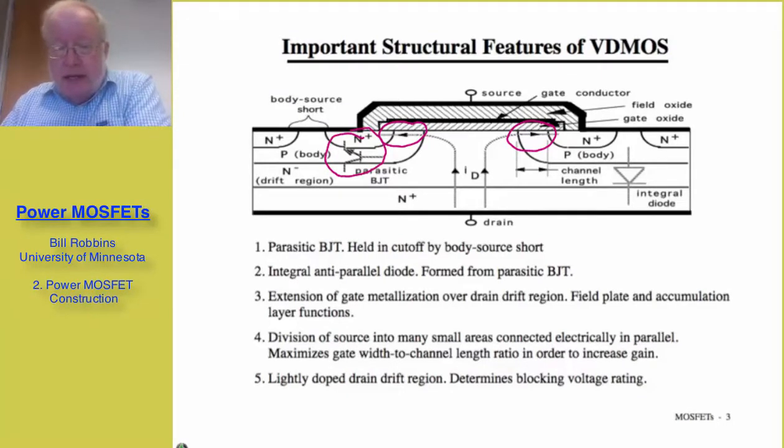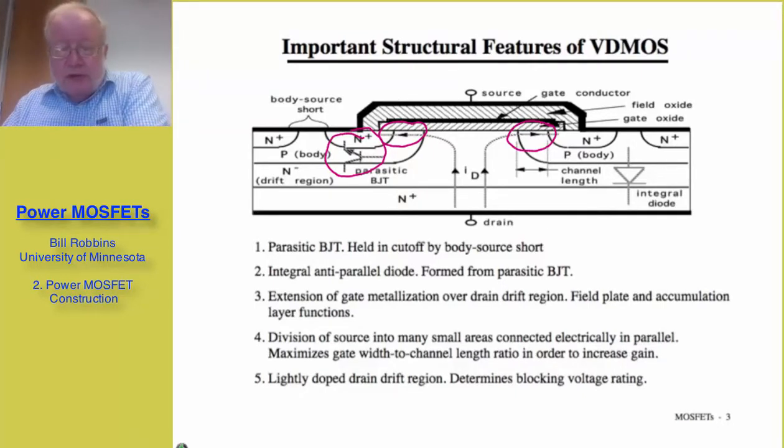The N- drift region forms the collector of the parasitic transistor. The p-type body region is the base of the transistor, and the source diffusion is the emitter. The basic problem is we do not have access from the outside world to the base of this parasitic transistor, and so we have no way of controlling what its state is. And if for some reason it gets turned on, we have no way of turning it off, and that could severely compromise the operation of a converter in which this MOSFET is being used, or perhaps even destroy the MOSFET.